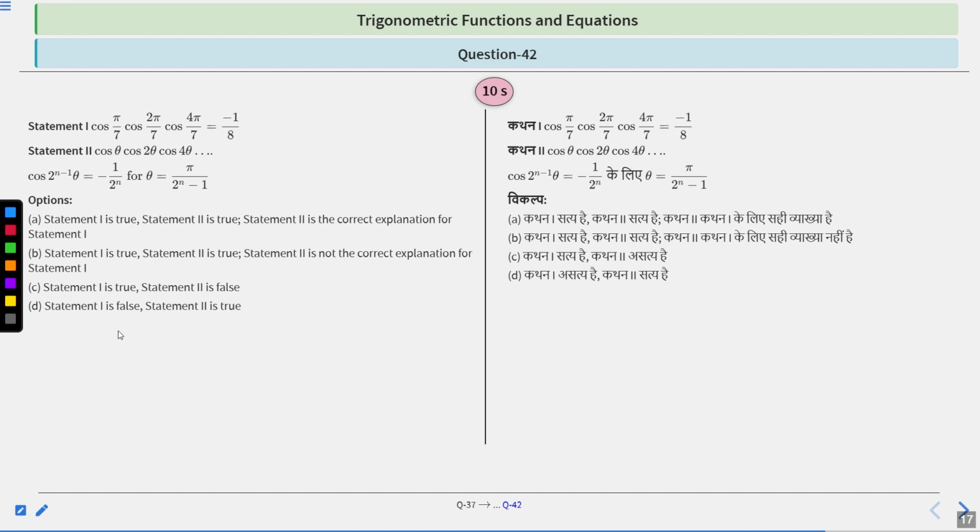So we have to basically check whether these statements are true or not, right? First you will try to apply the formula. We know that 2 sin theta into cos theta is equal to sin 2 theta. So in statement 1, you can multiply and divide with 2 sin pi by 7 and simplify. You might finally get the answer minus 1 by 8, or you have to check whether it is coming minus 1 by 8 or not. Clear? In this way, you can approach this question. You have 10 seconds to solve or think about this question. After 10 seconds, we will discuss the solution.